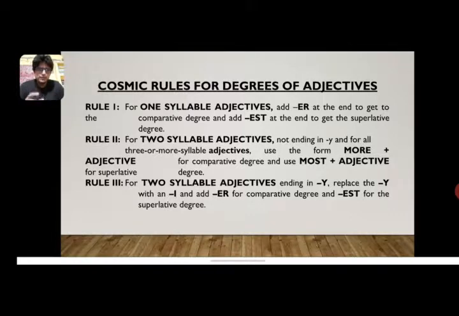Before I go ahead with reading out the rule to you and then explaining it, remember the syllables. How does that become important? This is where it comes into play. Syllable simply means tone. So if I'm just using one tone, that means bad, good, hate, etc. In that case, I'm using one syllable adjectives, right? So for one syllable adjectives, you only need to add an ER at the end to get to the comparative degree, and you may add EST at the end to get to the superlative degree of the adjective.